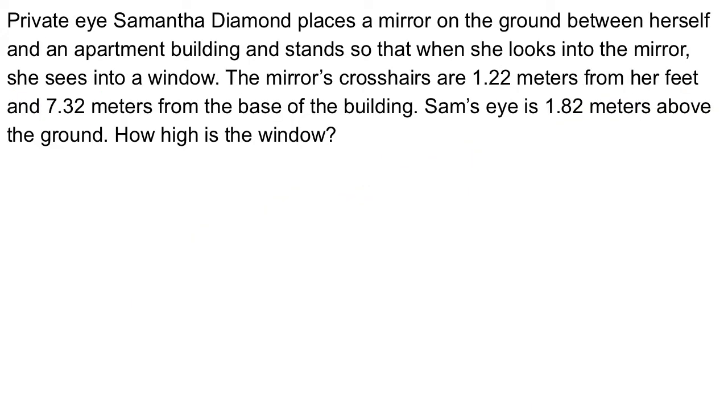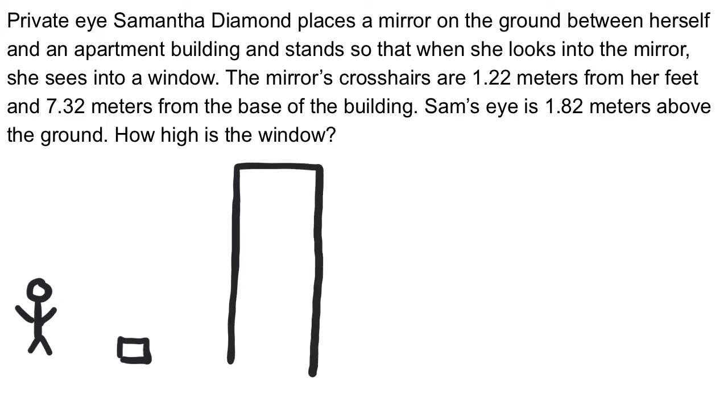Next example says Private Eye Samantha Diamond places a mirror on the ground between herself and an apartment building and stands so when she looks in the mirror, she sees in the window. So if I start by just drawing a picture, here is Samantha Diamond, and here is the mirror she's looking in. What's happening is this is my building, and she's using this to look in some window up there. So her line of sight allows her to look from her eyes down to the mirror, and in the mirror she can look back up and see in the window.